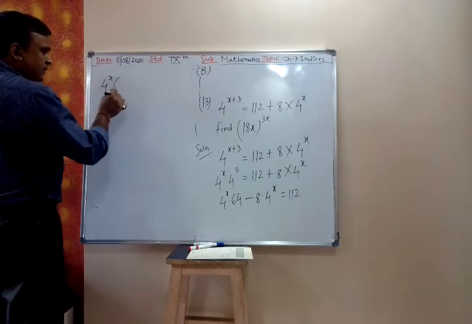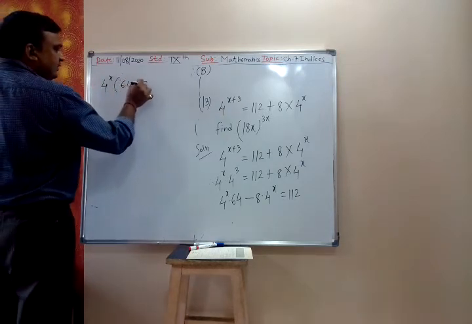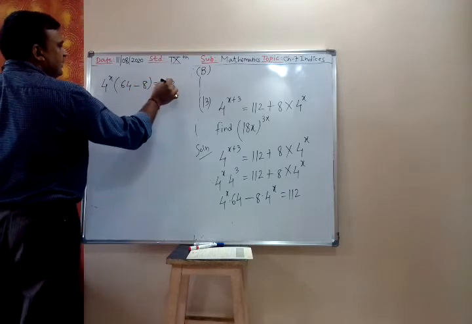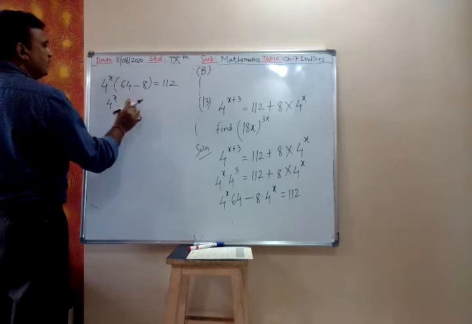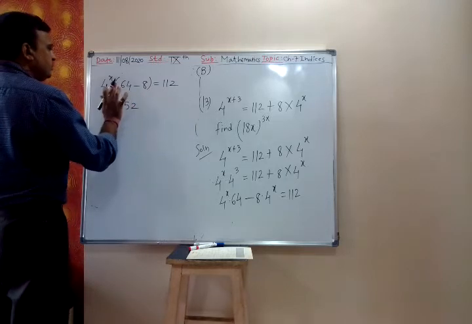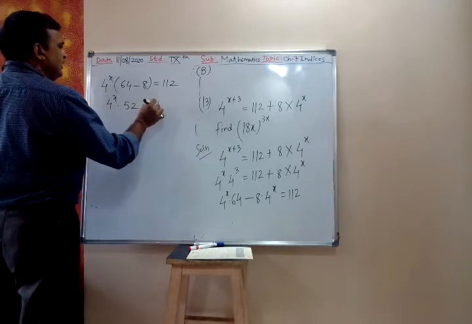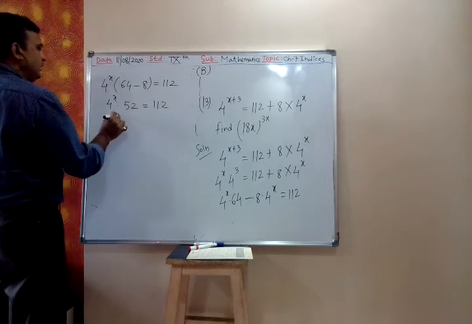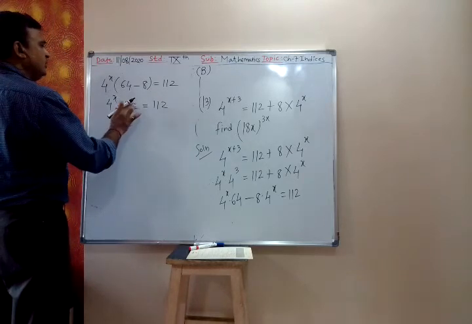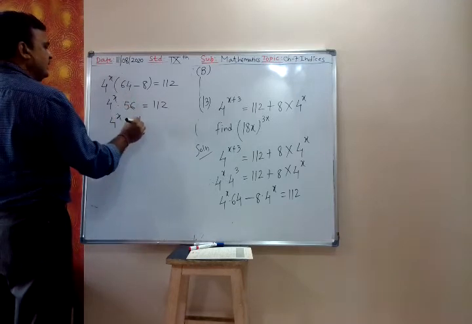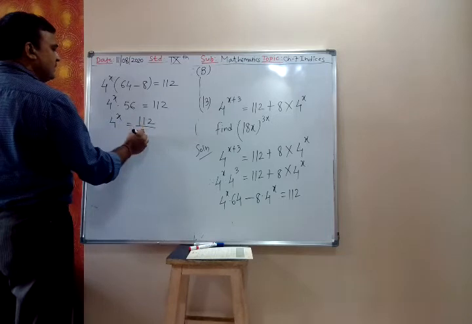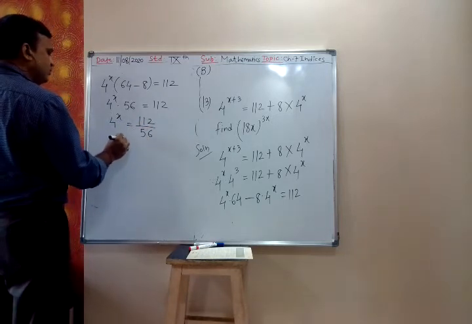Taking 4 raised to x common, it is 64 minus 8 is equal to 112. So 4 raised to x into 56 is equal to 112. Sorry, wait, it is 56, not 52. 112 upon 56, so 4 raised to x is 2.